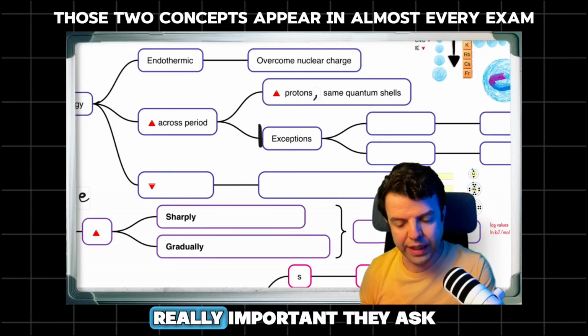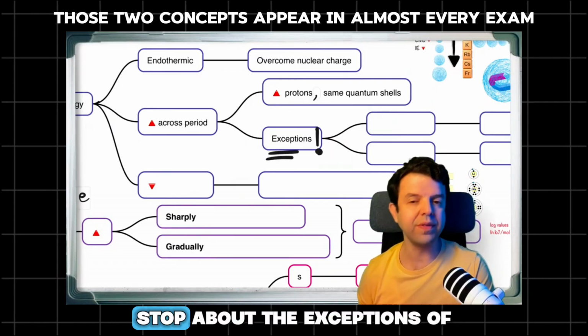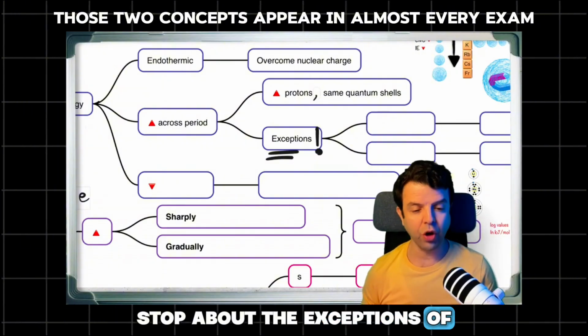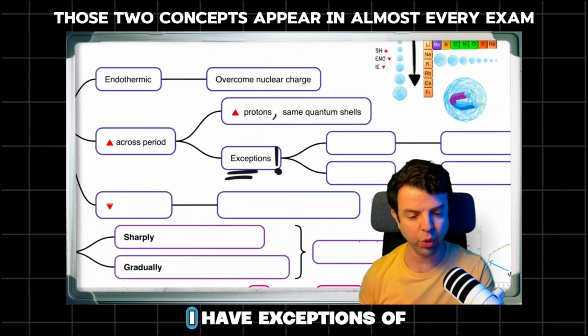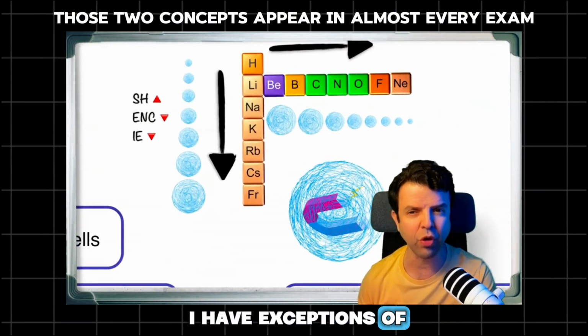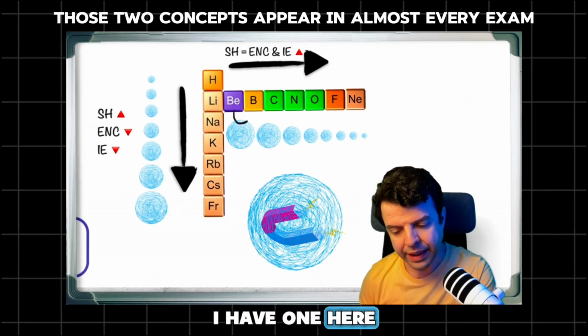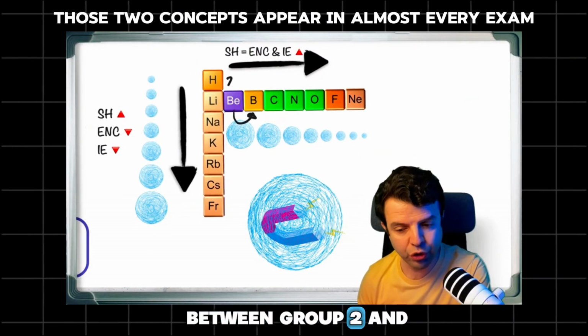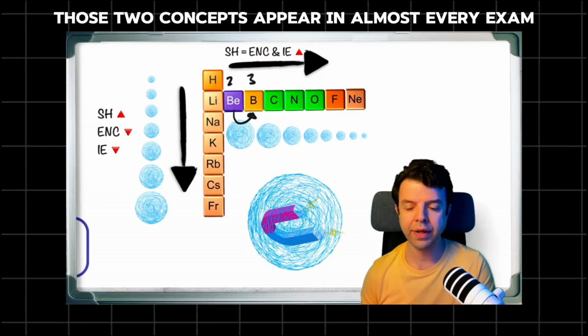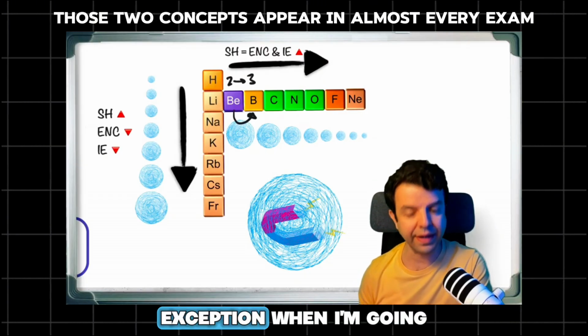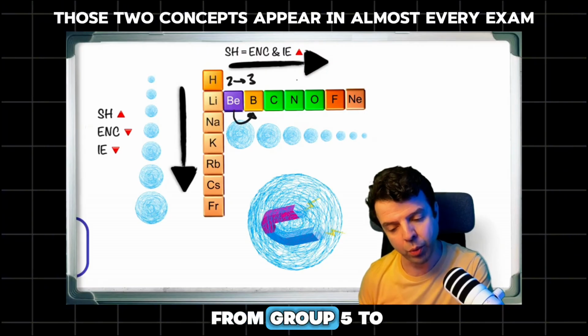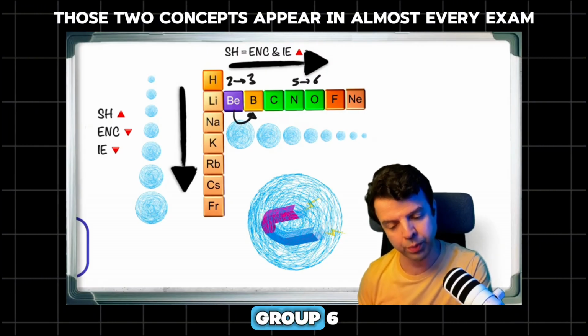These are really important. They ask you non-stop about the exceptions of IE. So when do I have exceptions of ionization energy? I have one here between group 2 and group 3. And I have another exception when I'm going from group 5 to group 6.